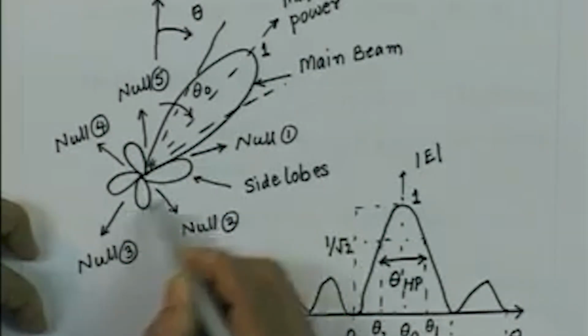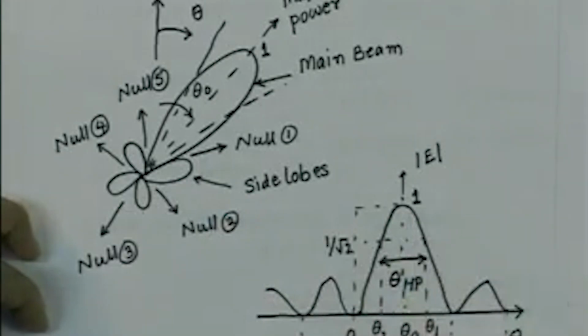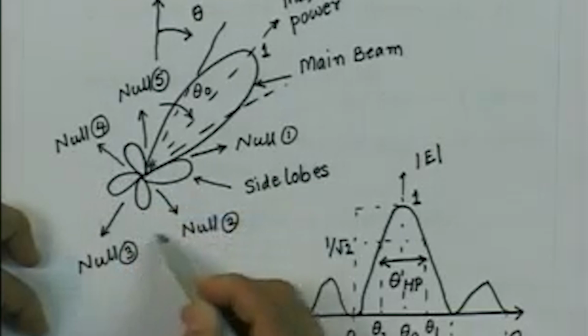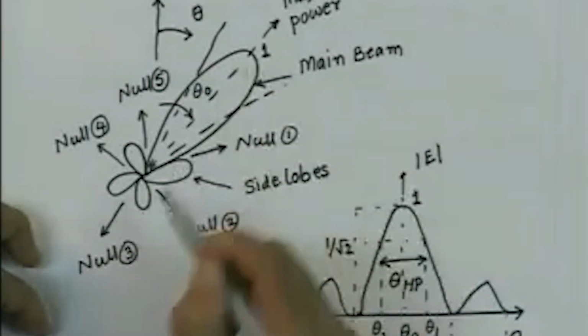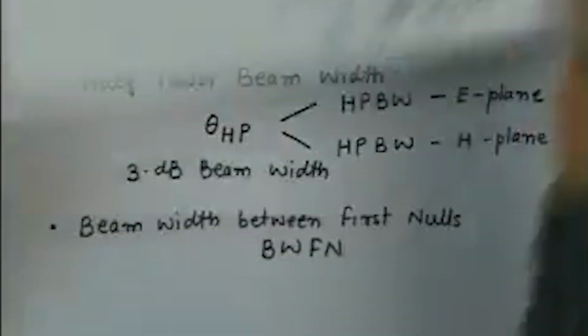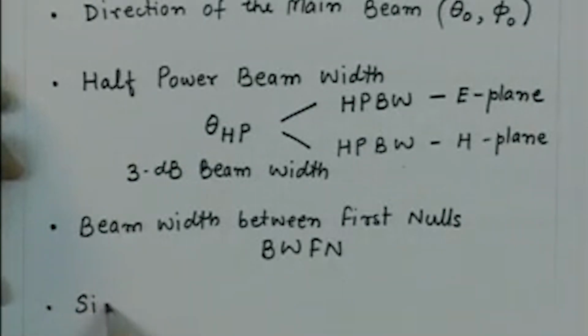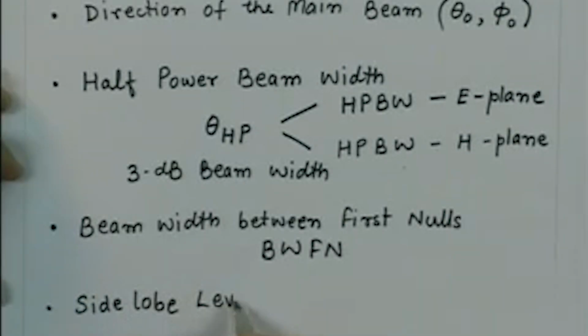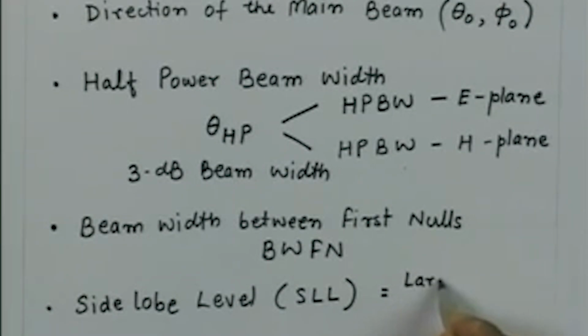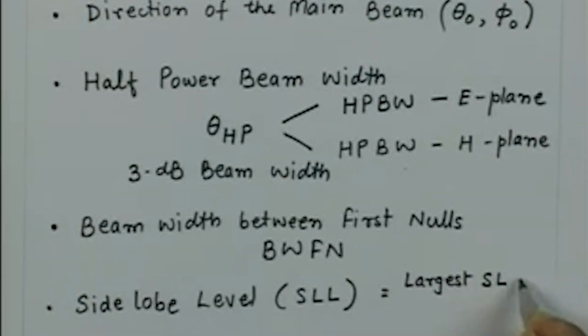Now the side lobes need not be monotonically decreasing as we go from the maximum direction. Maybe this side lobe will be lesser, this will be more, that is possible. So what we do is we just find out the highest level of the side lobes, that means the highest value of the local maxima, and the ratio of main beam amplitude to that amplitude is what is called the side lobe level. So we define this characteristic parameter, what is called the side lobe level, which is nothing but the largest side lobe amplitude divided by the main lobe amplitude.